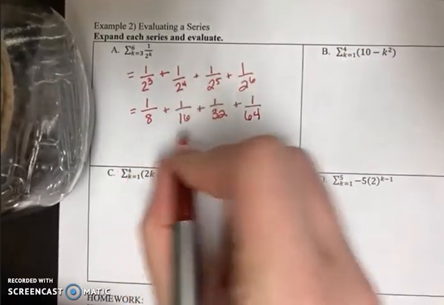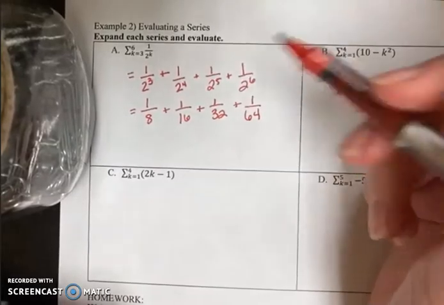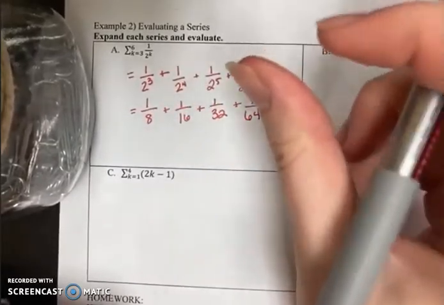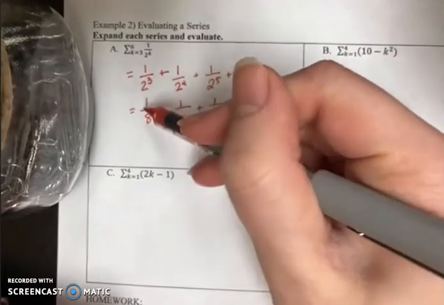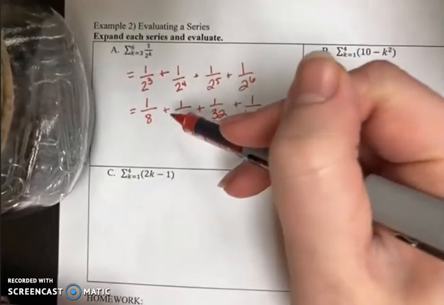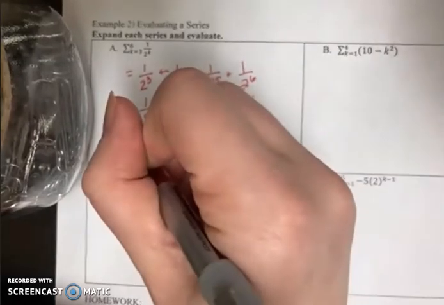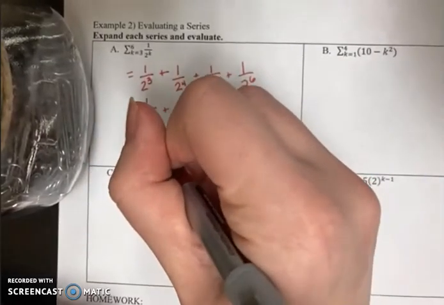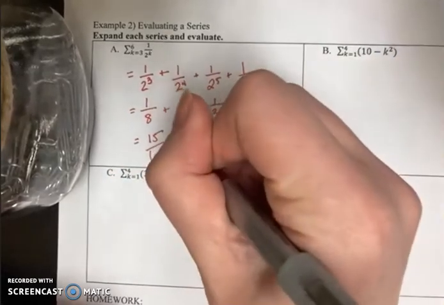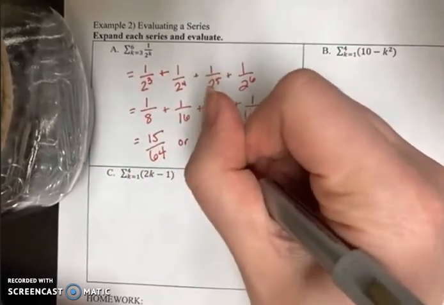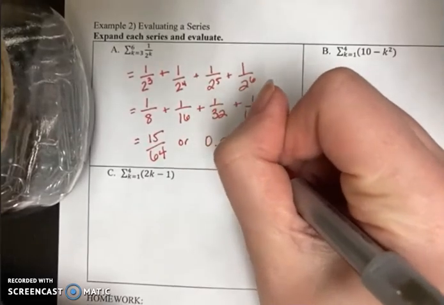So just plug this all in your calculator. Either use the fraction tool or use parentheses. So parentheses 1 divided by 8, close your parentheses, then add. But after you try it, you should end up with 15 over 64. Or if you plugged it in your calculator and got a decimal, that's 0.234.